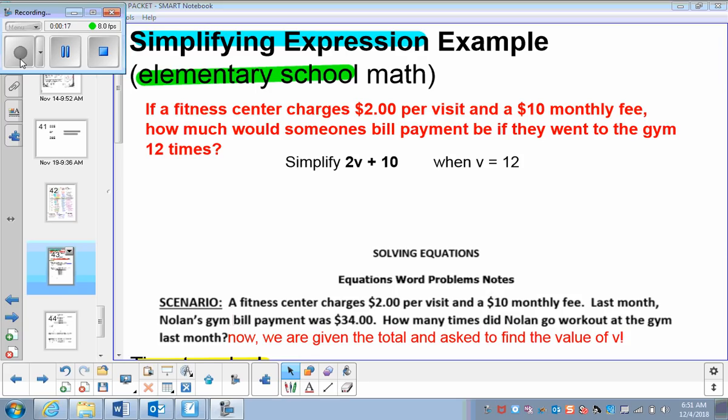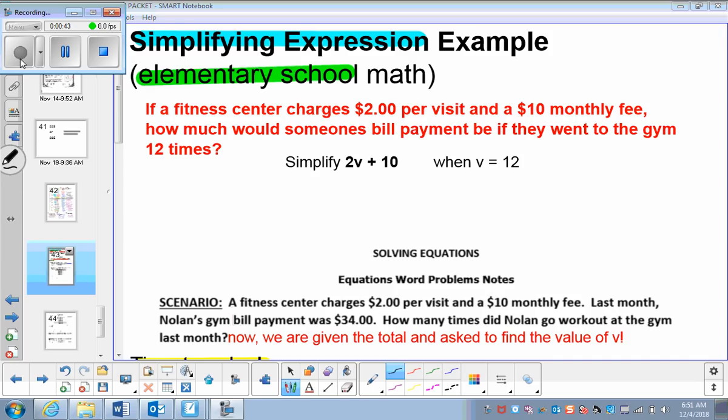if you read the problem here in red that a fitness center charges $2 each time you go, and you have to pay $10 a month no matter what, the question asks how much would someone's bill payment be if they went to the gym 12 times? In this scenario, you're given all of the parts. We're going to have $2 per visit. The 2 is going to be our coefficient. And the $10 that you have to pay every month, no matter what, is the constant.